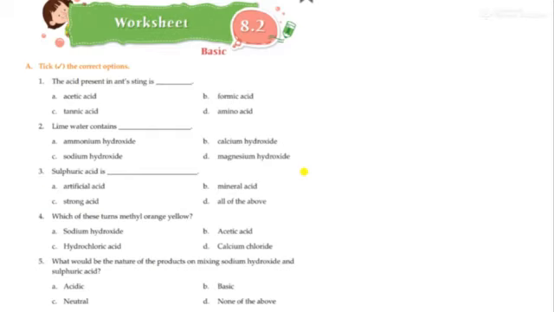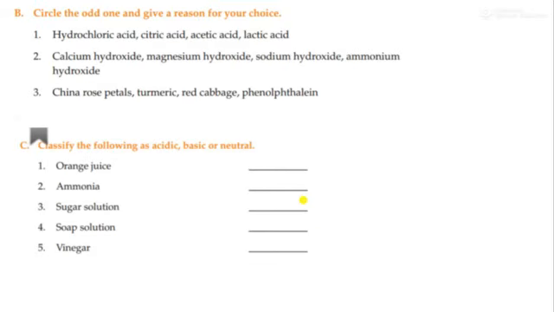Now next, this is tick the correct option. This is your MCQ. The acid present in ant sting is formic acid, acetic acid, tannic acid, or amino acid. Which is the correct one? The ant sting contains formic acid, right? And sulfuric acid is an artificial acid, strong acid, mineral acid, or all of the above. Sulfuric acid is an artificial acid. It is a strong acid, yes. It is a mineral acid also because it is obtained from mineral rock and minerals. So all of the above, D, is the correct answer for sulfuric acid, right?